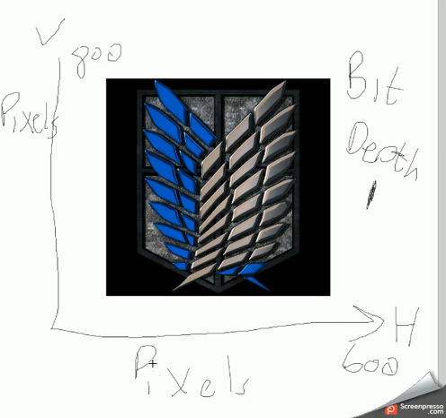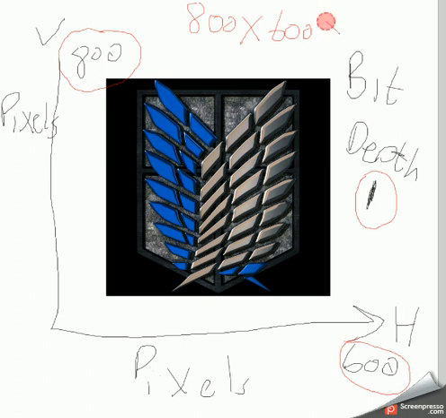So to get the file size is quite an easy process. What you would do is you would get the number of pixels vertically, which in this case is 800. Get the horizontal number of pixels, which is 600, and multiply them together. And then get the bit depth and multiply that as well into the equation. So 800 times 600 times 1 will give you an answer in bits.